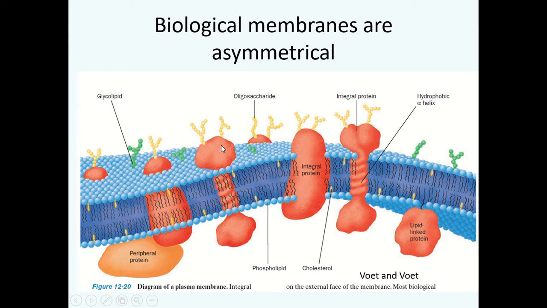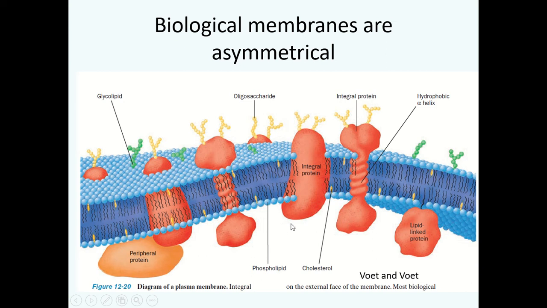Also, the proteins which are associated with the membrane, their distribution is also different on both of these regions of the membrane. This monolayer of the lipids is called the outer leaflet of the membrane. This is the part of the membrane bilayer which is facing the exterior. This portion is called the inner leaflet of the membrane because it is facing the inside of the cell. So the distribution of proteins in these various leaflets of the membrane is also different.